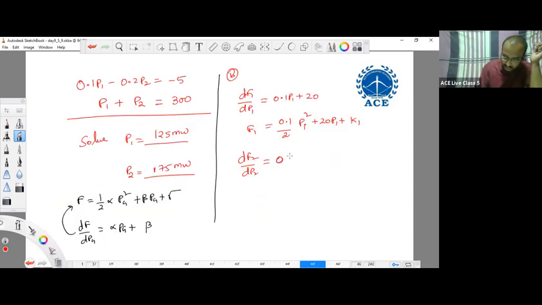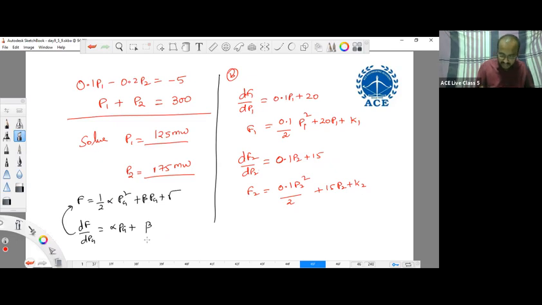So F2 will be what? 0.1 P2 square by 2 plus 15 P2 plus K2. This is the fuel cost of the second unit. Yes or no? This is the fuel cost of the second unit you got.